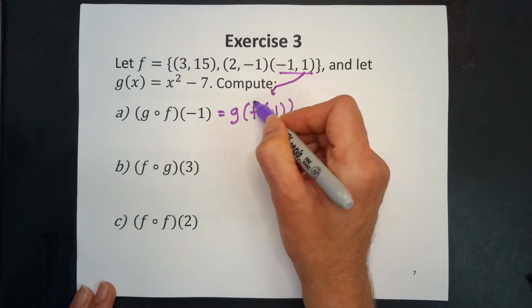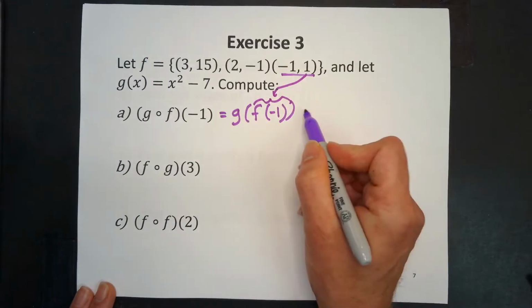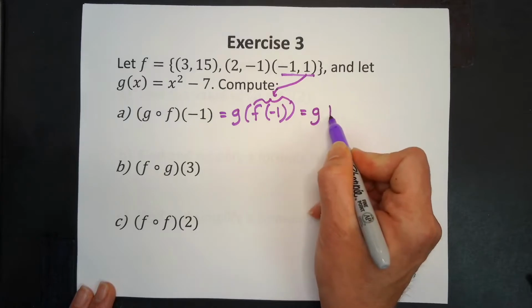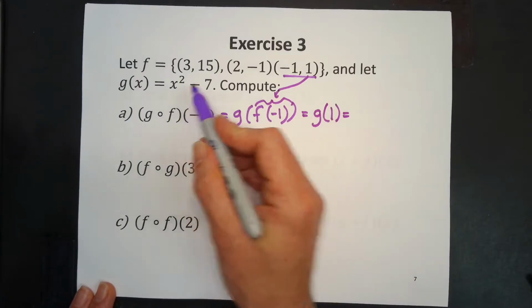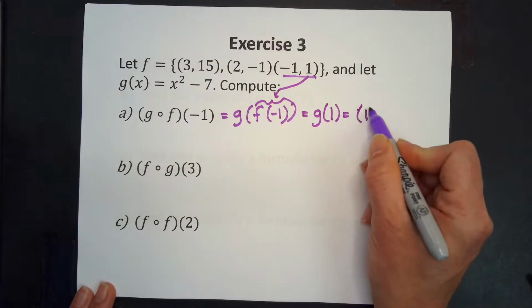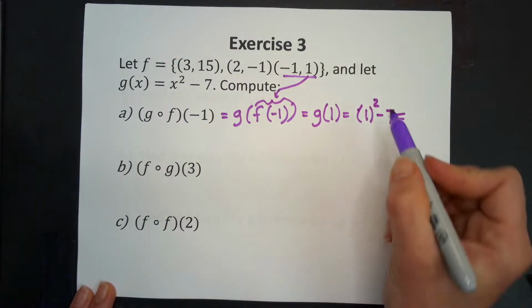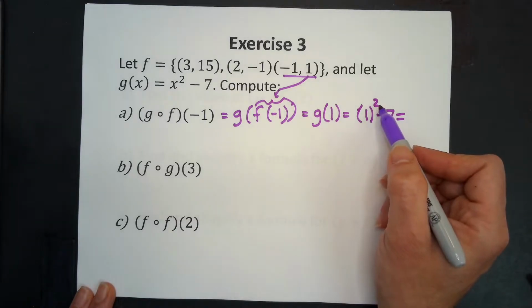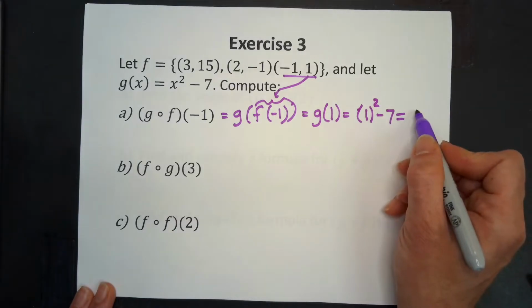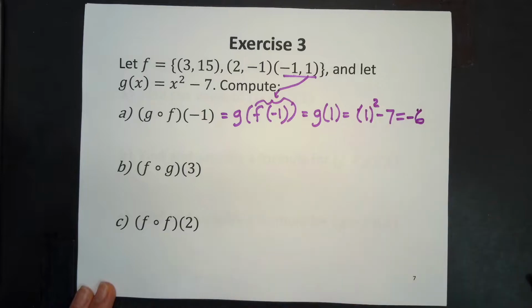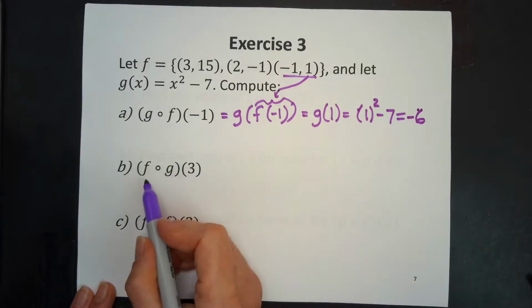I'm going to replace that with 1 because that's where negative 1 gets mapped to. So that's going to be g of 1. Well, what's g? That takes a number, 1 in this case, squares it, and subtracts 7 from it. So 1 squared is 1, minus 7 is negative 6. So that's my answer for that one.